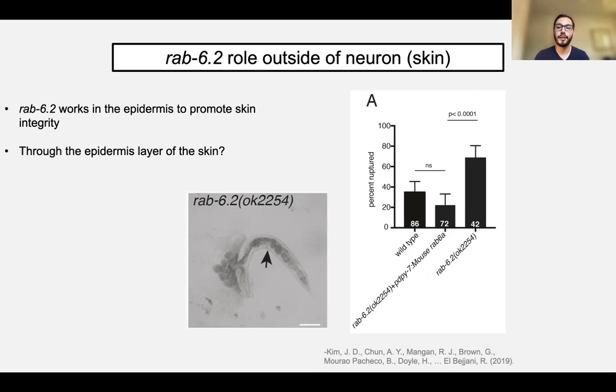Well, a previous paper in our lab showed that RAB 6.2 actually works within the skin to promote its integrity and strength. And when you remove this gene, the animals are much more fragile. As you can see here in this image with the animals labeled RAB 6.2, when you put them in water, they rupture much more easily due to this compromised integrity of their skin. And when you express this gene in the skin specifically, nowhere else, it recovers this fragility. They get back their integrity and strength of the skin.